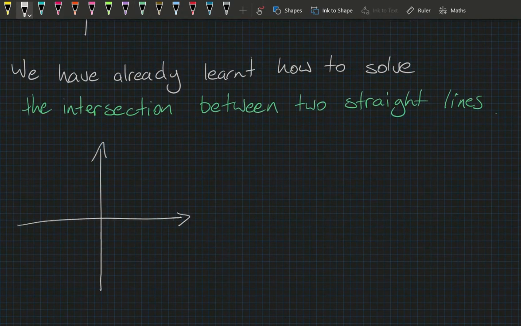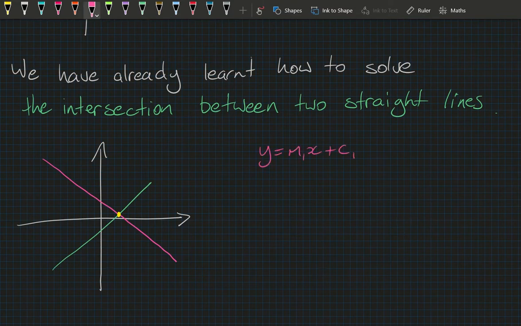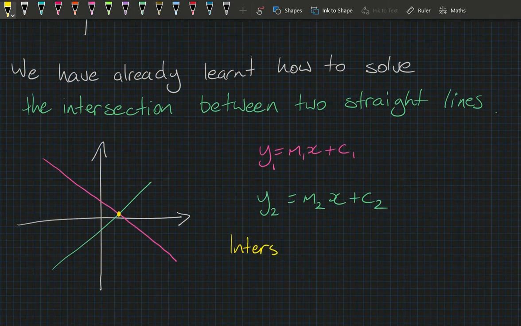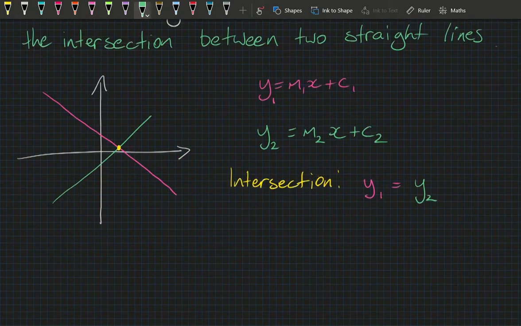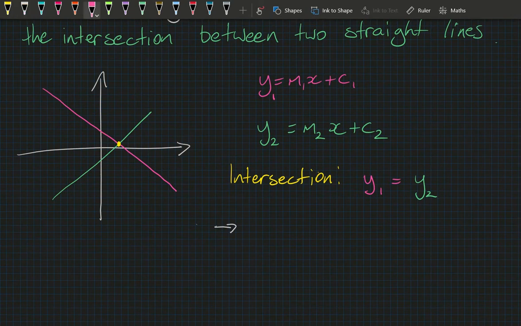So for example, these two lines here, which we could describe as y1 equals m1x plus c1, and y2, the other line, equals m2 times x plus c2. I'm going to call that first graph y1. Well, obviously, that intersection is where y1 is equal to y2, which when you take into account their formulas, we could rewrite as m1x plus c1 equals m2x plus c2.